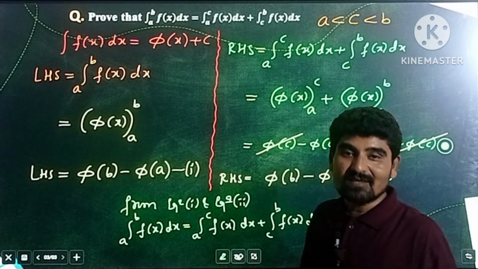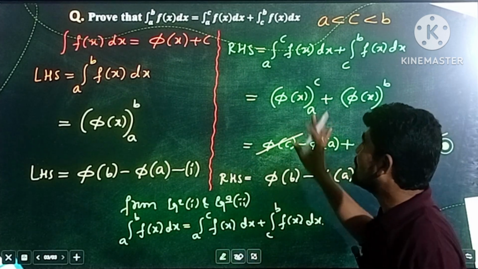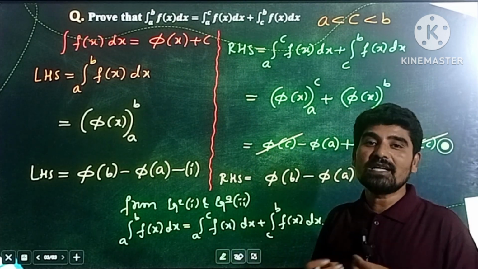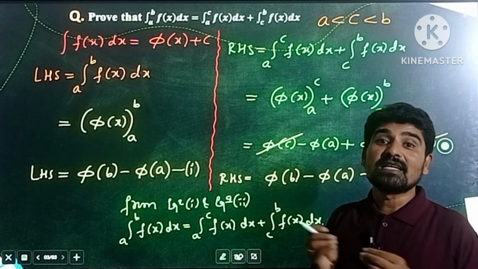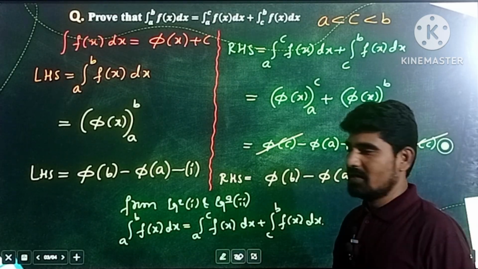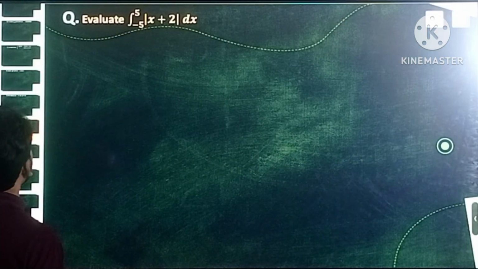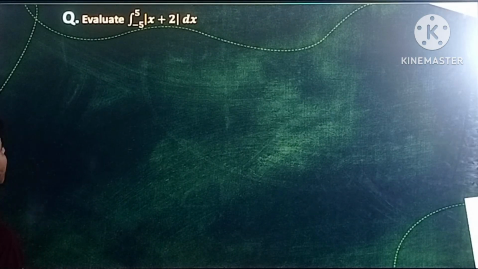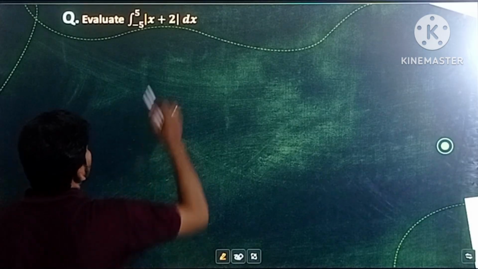And now let us consider some of the problems which are solved by using this property. One more thing, mainly this property is used to integrate the modulus functions and greatest integer functions. Let us consider the first question. Evaluate integration from minus 5 to plus 5 of modulus of x plus 2 dx.